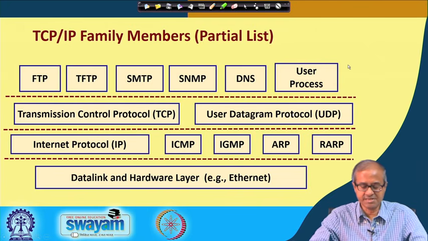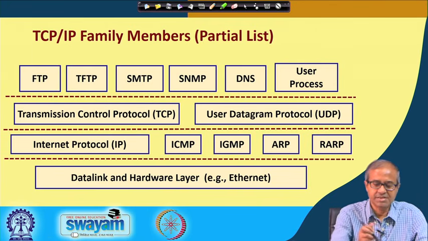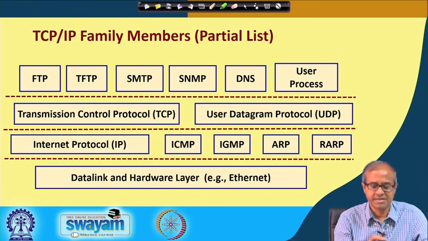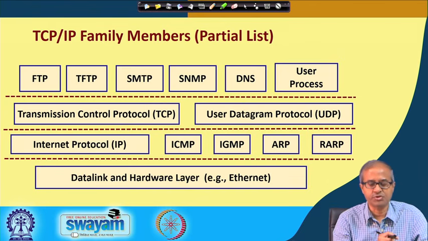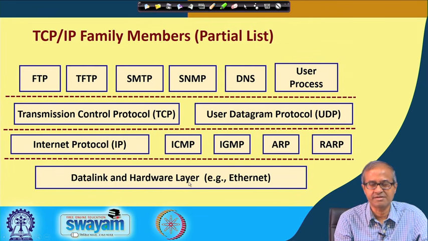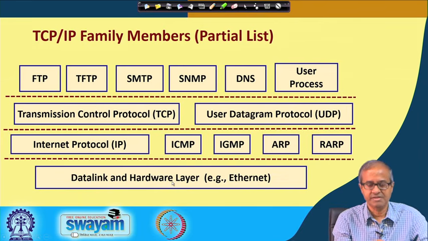Now, this is a diagram which shows some of the TCP/IP family members. There are more in fact, so the most important ones are shown here. At the lowest level, this is the data link layer. Sometimes it is called the data link and hardware layer, as I said, physical layer, different names. So, if you have an Ethernet connection, you will be using an Ethernet layer here. This will be an Ethernet network card that will constitute the lowest layer.